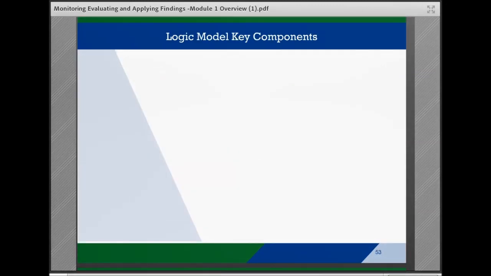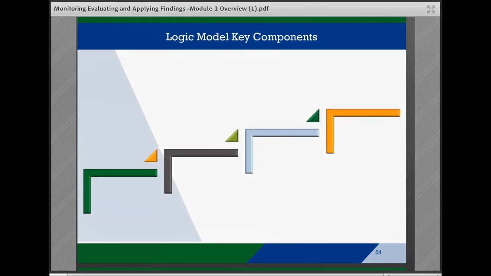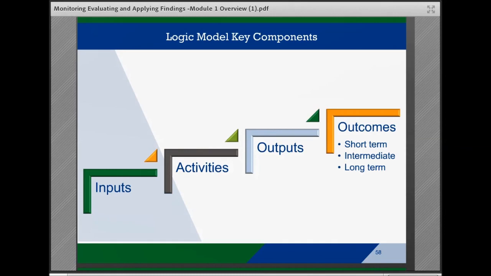Logic models may take different forms, but often are presented in a linear format as a series of columns. Logic models provide a systematic way to consider each part of a change effort in the big picture. Things like inputs, activities, outputs, and short-term, intermediate, and long-term outcomes.